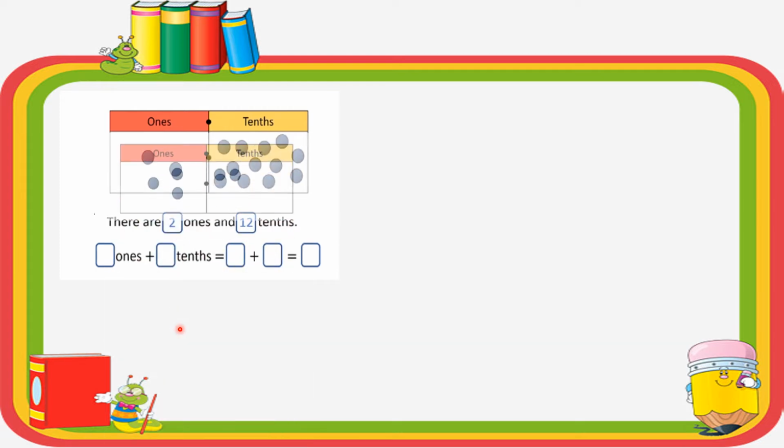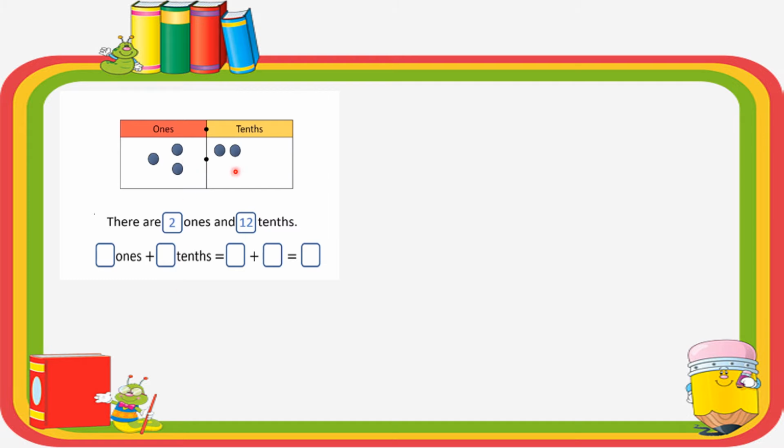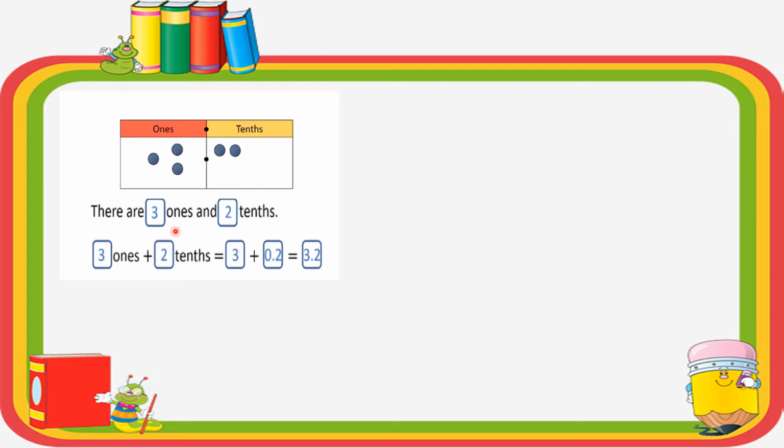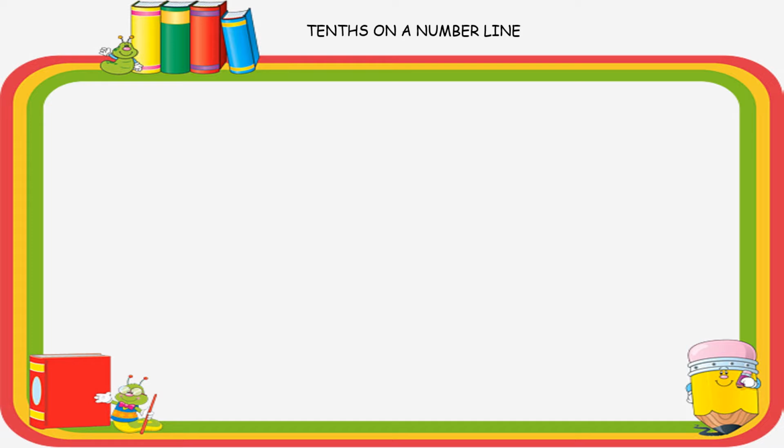So we now have 3 ones and 2 tenths left. So our representation will now be there are 3 ones and 2 tenths. 3 ones plus 2 tenths is the same as 3 plus 0.2, which is 3.2.